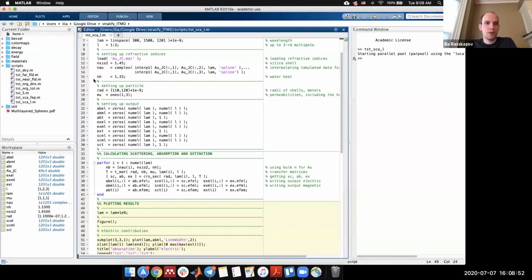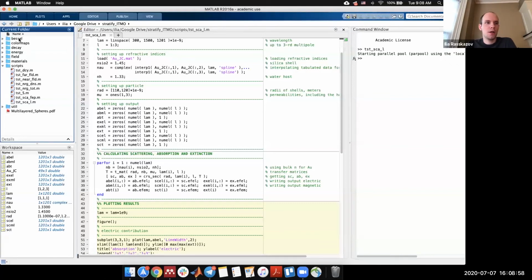Yeah, Dmitry, indeed, you need to add all the folders. So essentially, you will end up with all of the folders and all of the functions inside this stratified folder should be black.